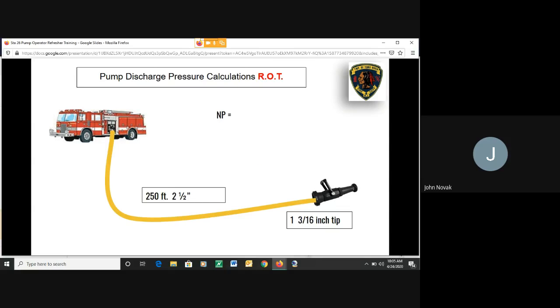All right. Rule of thumb calculation for the 1 3/16, 2.5. All right, 250 feet, 50 psi. We use our friction loss formula or drop 10 method. We come out with 97 psi if we use the rule of thumb method. Next slide, you're going to see an issue with that.